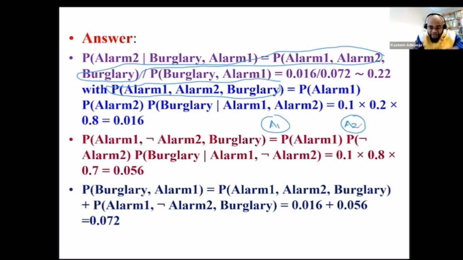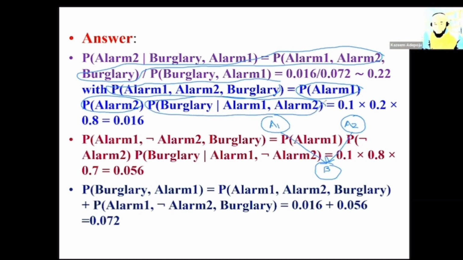They start separately, and they both serve as the parent to burglary. Let me call burglary B. Now, when you make use of the network, the probability of the joint of all the variables will be the probability of alarm 1, which is this guy that starts separately, alarm 2, which is this guy, and B given A1 and A2, which is this guy.